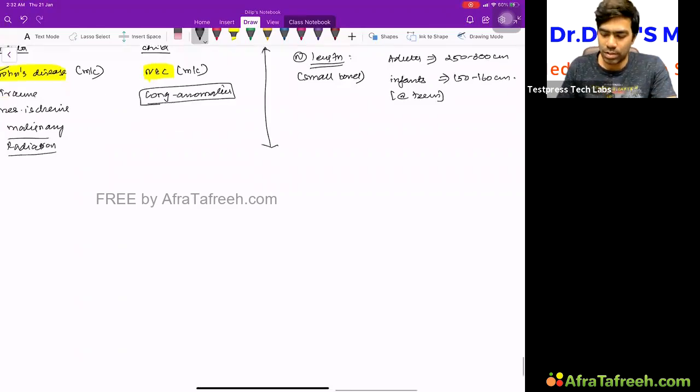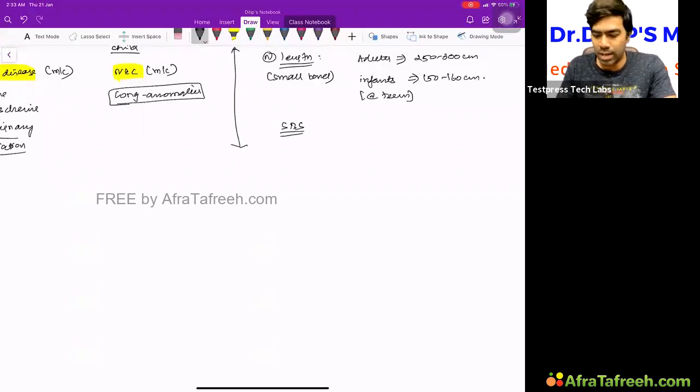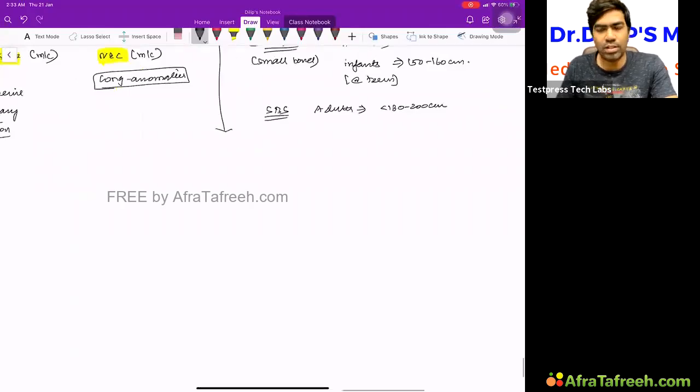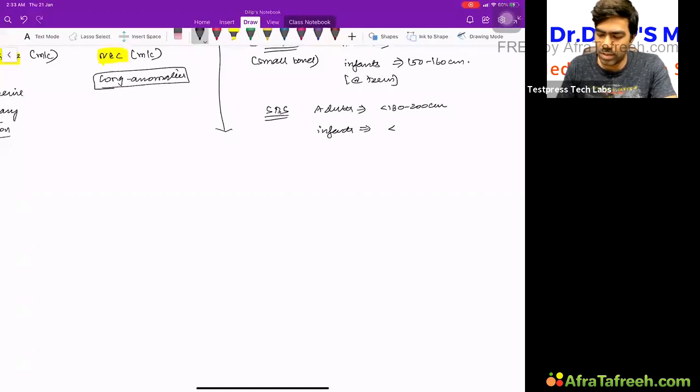So when you get short bowel syndrome, you need to have a significant resection of the bowel. This typically happens in adults if the residual bowel length after resection is less than 180 to 200 centimeter. Which means we have resected so much that the residual bowel length is less than 180 to 200 centimeter. Or in infants, if it is less than 75 centimeter.